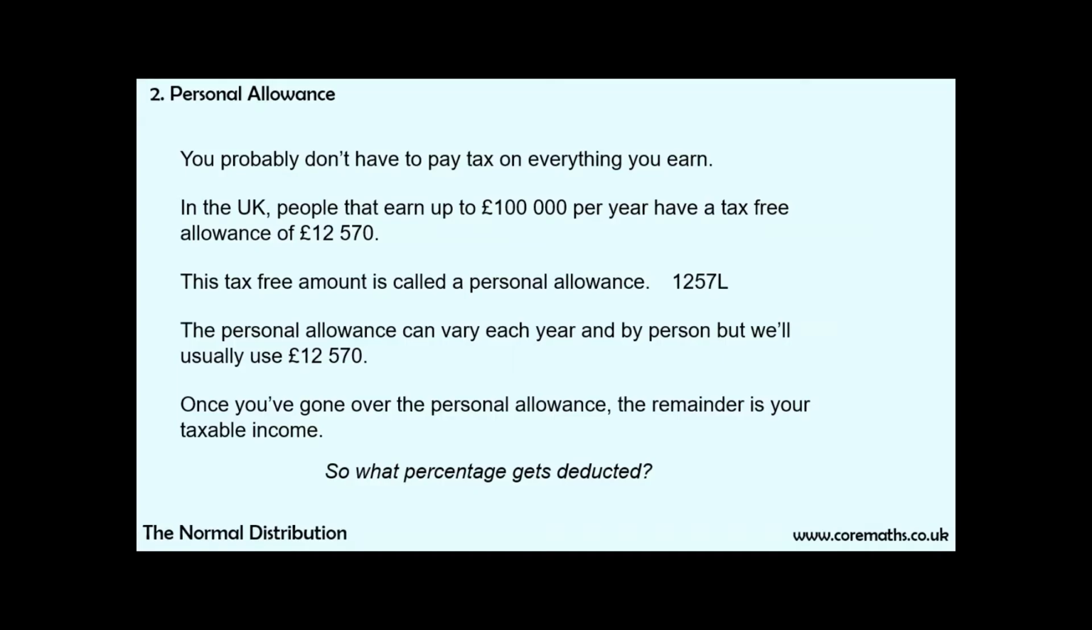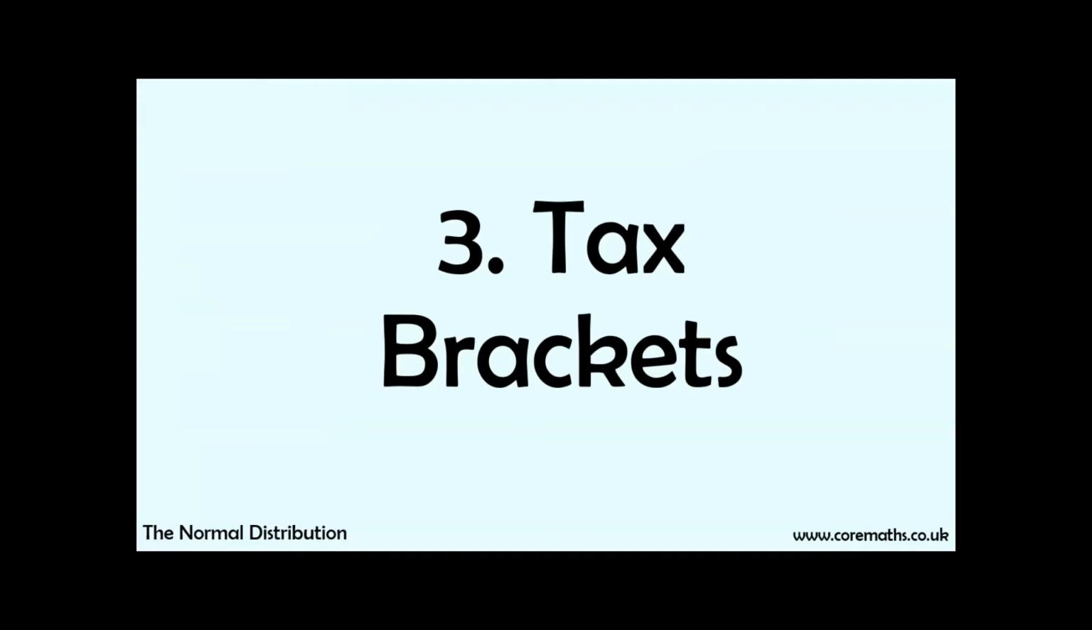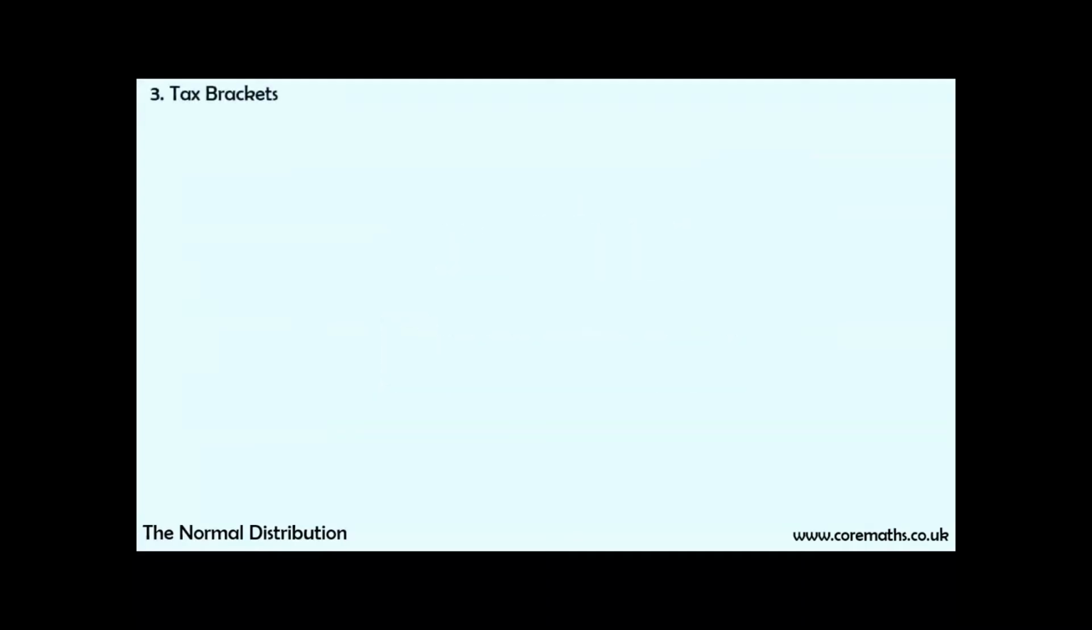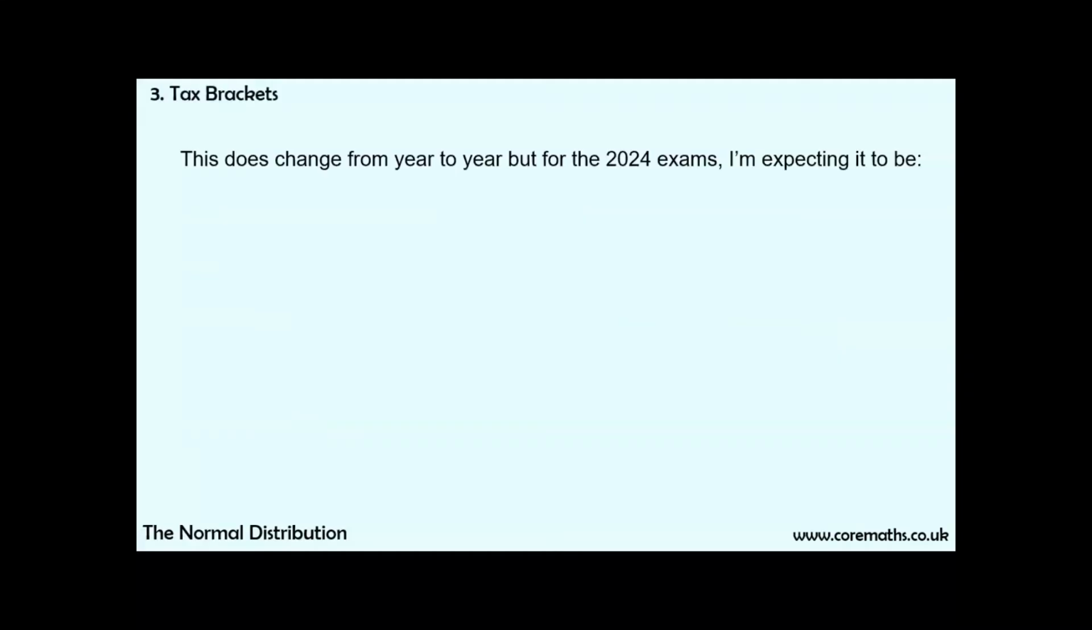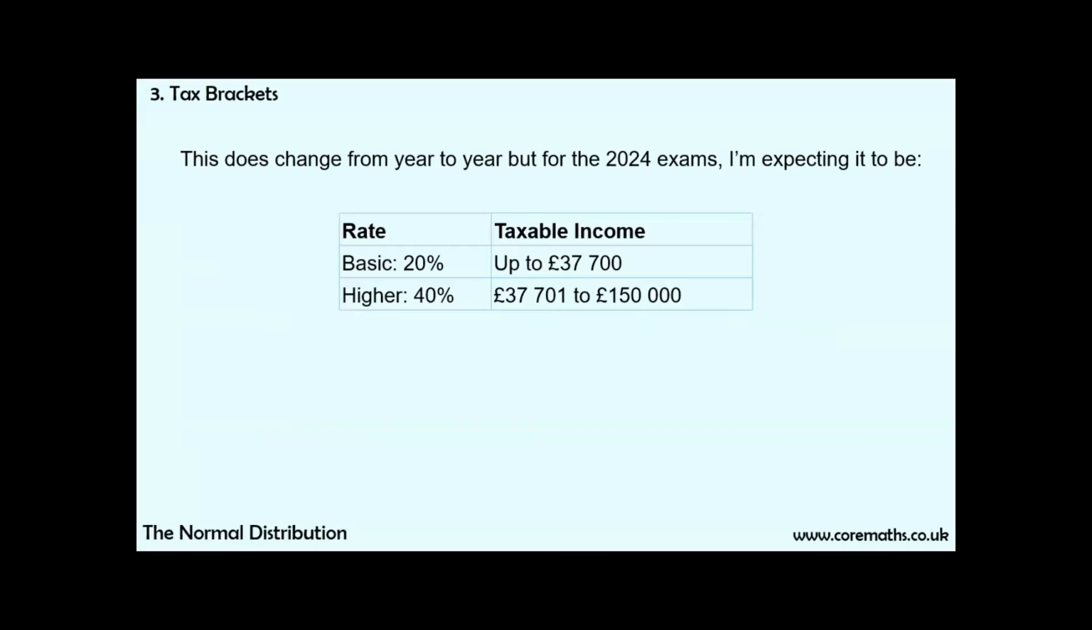So what percentage of your taxable income do you actually have to pay in tax? I'm going to introduce you to this concept of tax brackets. So this does change from year to year, but for the 2024 exams, I'm expecting it to be this table here, which you will get in the preliminary material. You don't have to remember this. You can see the basic rate is 20%, and that's for taxable incomes up to 37,700, and then past 37,700 taxable income, it's 40% of that.